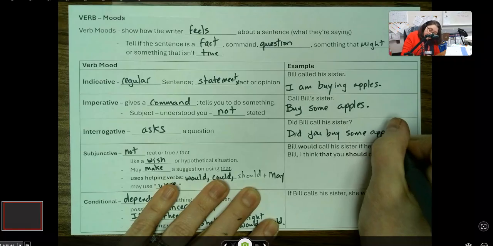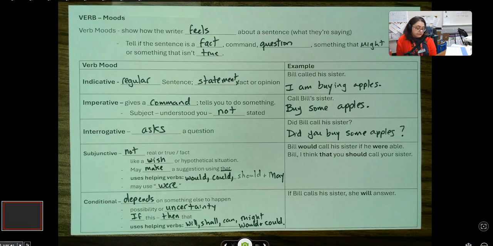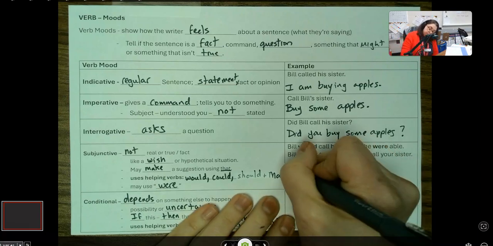And then, of course, it's a question. I'm going to put a question mark at the end. All right, and then subjunctive. Oh, I know. I should buy some apples.